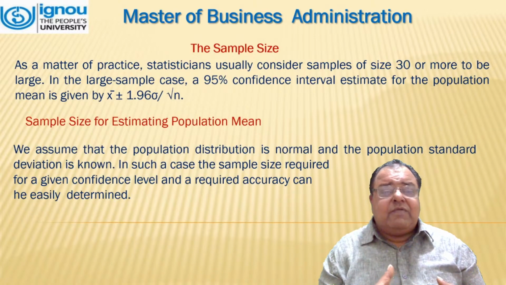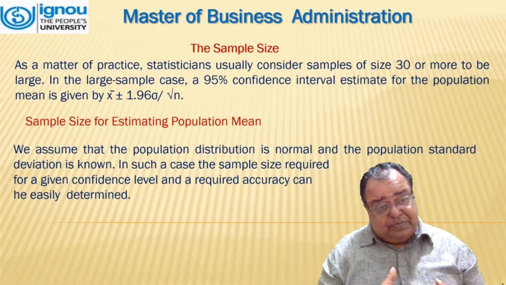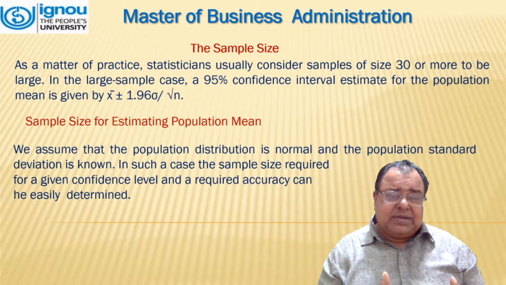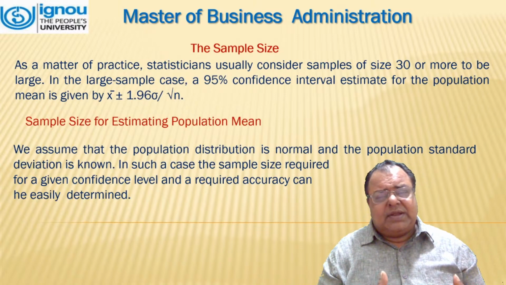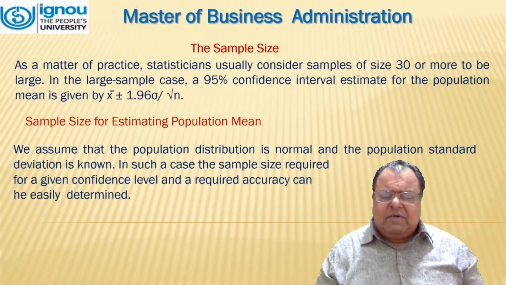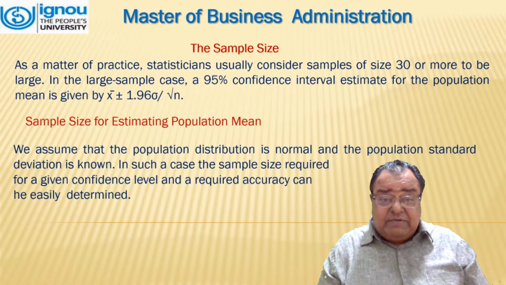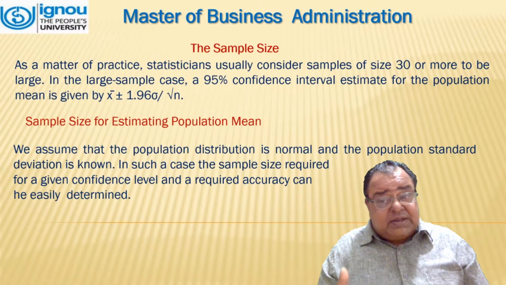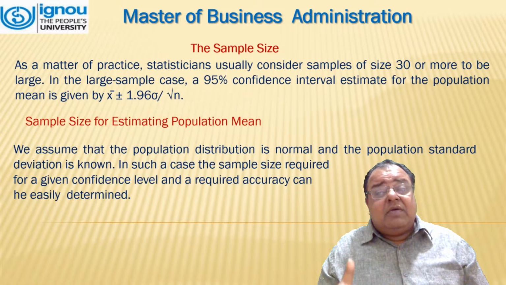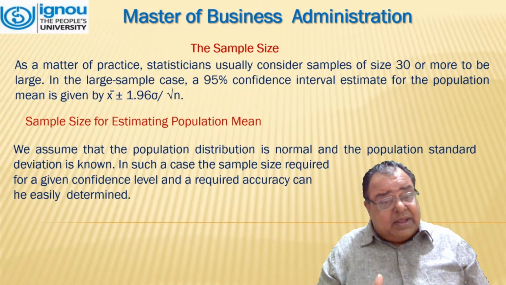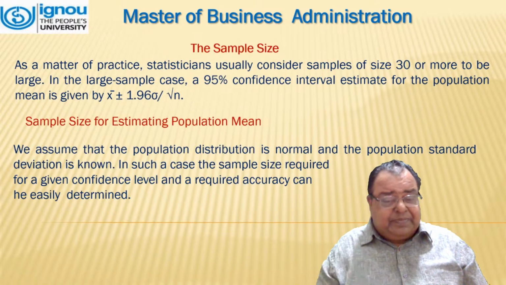Now we have to find the sample size. As a matter of practice, statisticians usually consider a sample size of 30 or more to be large. They have already seen that in a large sample, a 95% confidence interval estimate for the population mean is given by x bar plus or minus 1.96 sigma upon root n.